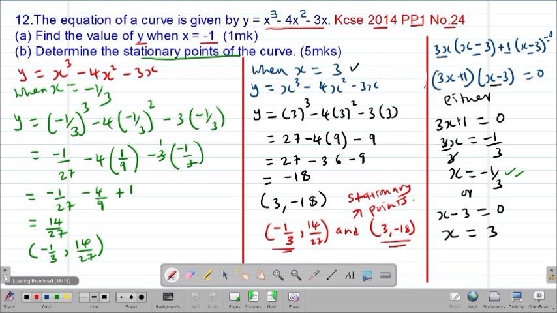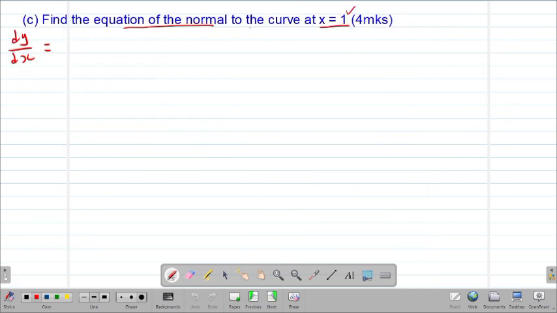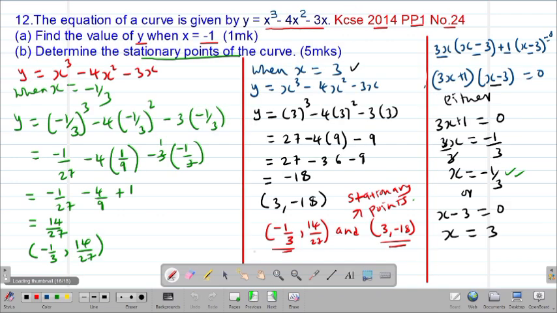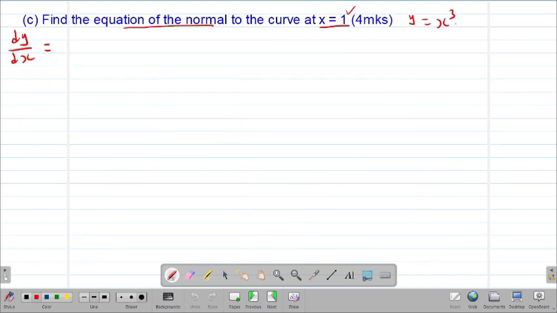We had already differentiated our equation. The equation was y equals x cubed minus 4x squared minus 3x. So the dy/dx was 3x squared. Then the derivative of the second term gave us minus 8x. Then this one gave us minus 3. That was our dy/dx: 3x squared minus 8x minus 3.